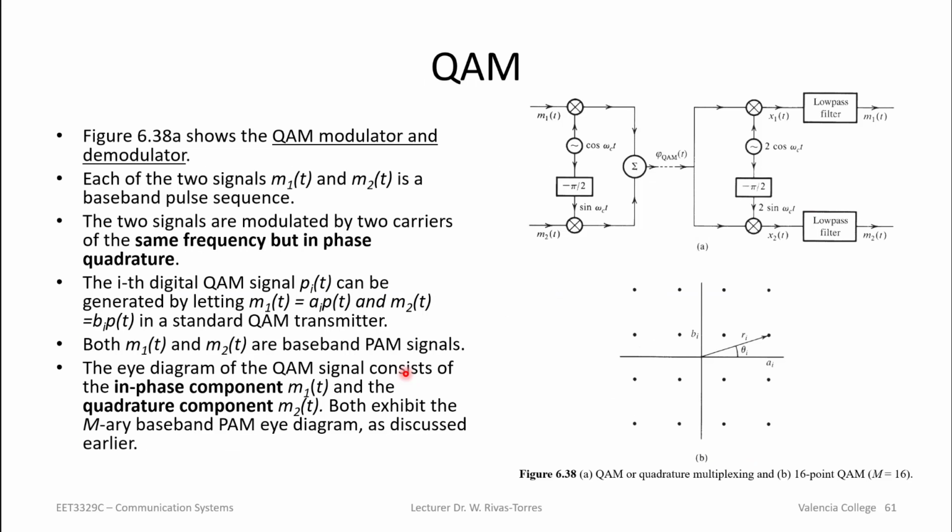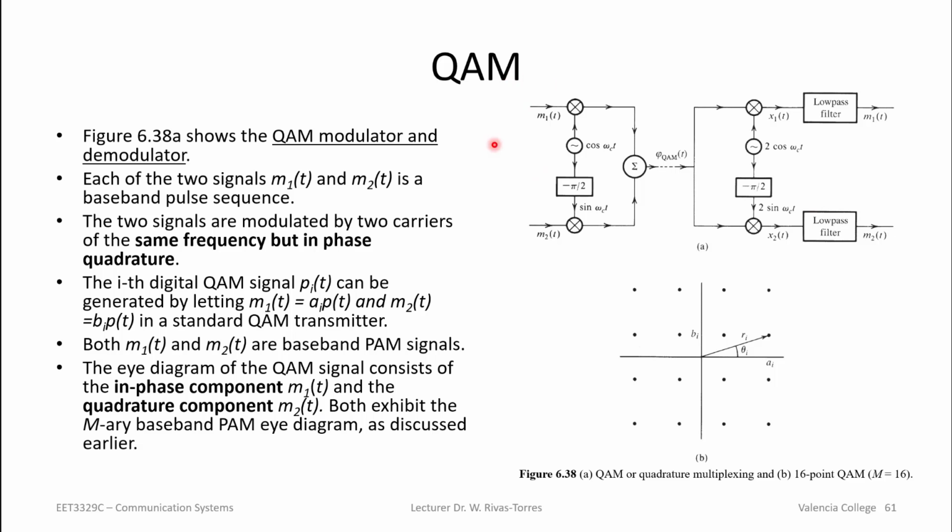One of the big things about QAM is how easy it is to both generate, or modulate, and demodulate. In fact, the modulator and the demodulator look very similar. We call our real and imaginary signals M1 and M2. I could have called them I and Q, where I stands for the in-phase component, which is M1, and Q stands for the quadrature component, which is M2. Sometimes we just call them I and Q right off the bat.